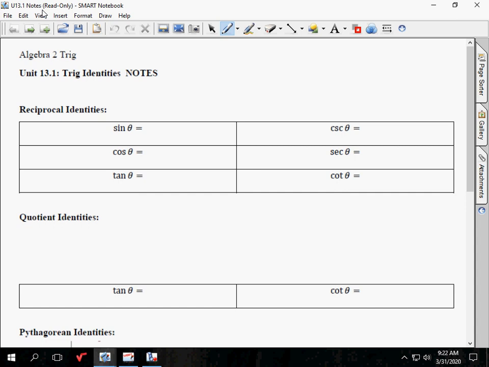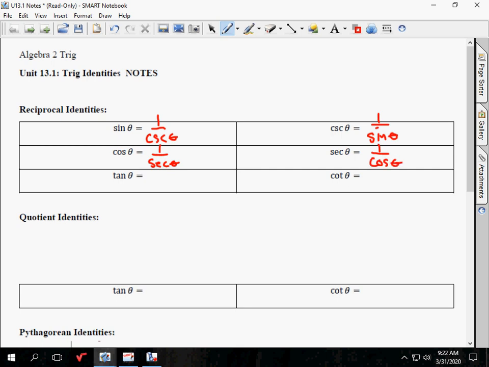So reciprocal identities. The sine is the reciprocal of the cosecant, and so we can go ahead and write that. The sine is 1 over the cosecant. And then the cosecant is the reciprocal of that, so it'd be 1 over sine. Cosine is the reciprocal of the secant, and secant is the reciprocal of the cosine. So cosine is the same as 1 over secant, and then secant is 1 over cosine.